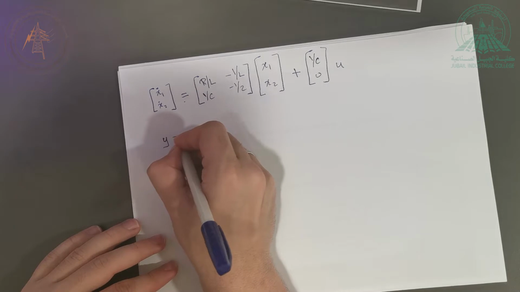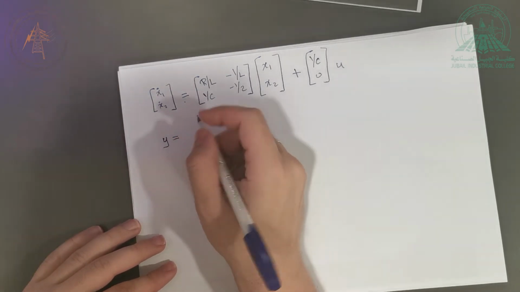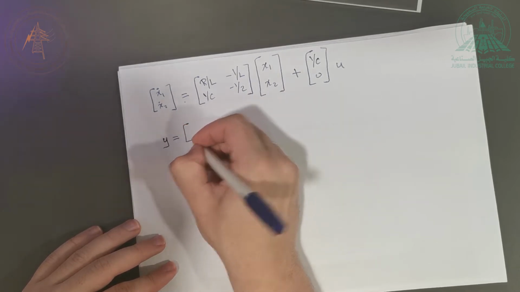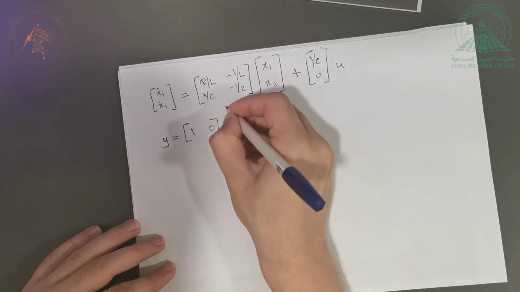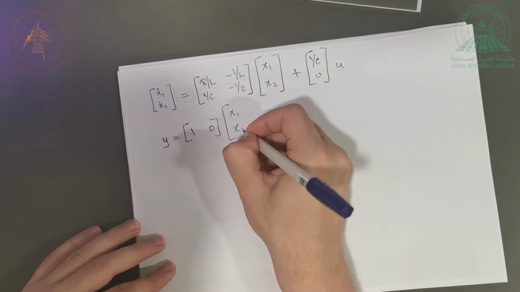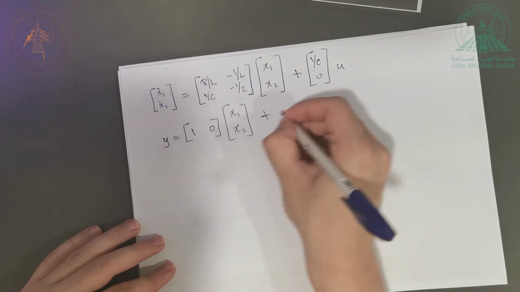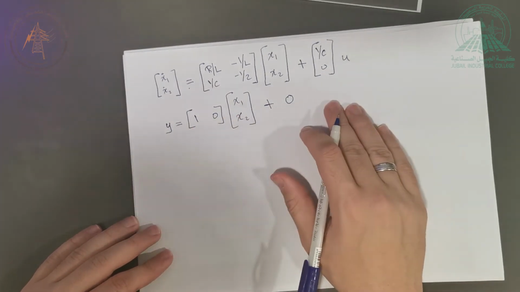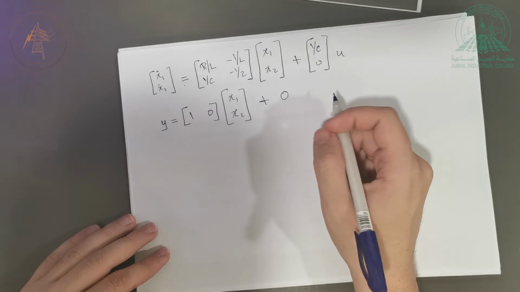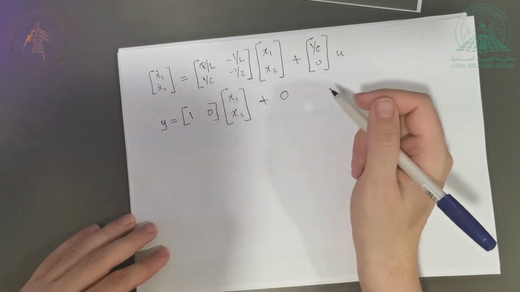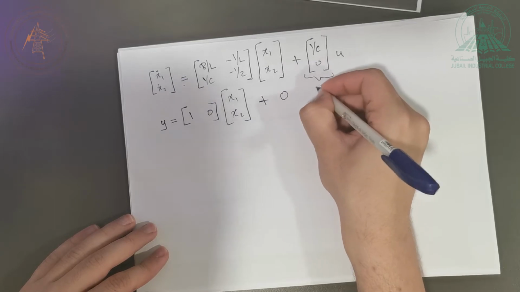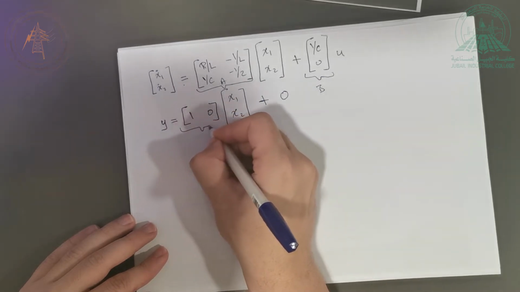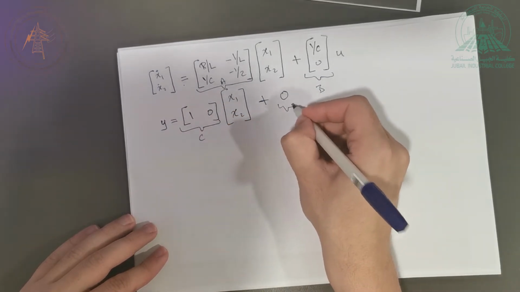And we assume, for example, we have a single output, and this output is equal to, let's say, x1. So in that case, what do we say? We say y is equal to 1, 0, times x1, x2, and it does not depend on the input. Okay, so this is something familiar to us. We discussed this before. So just to refresh your memory and to see what we mean by these A, B, C, D matrices: this is the B matrix, this is the A matrix, this is the C matrix, and this is the D matrix.